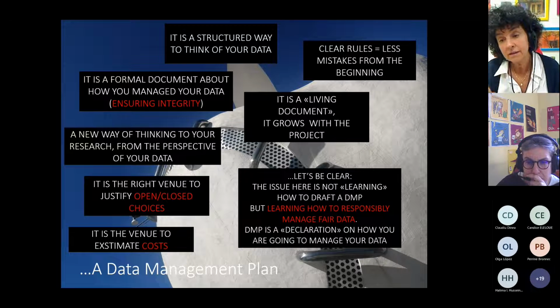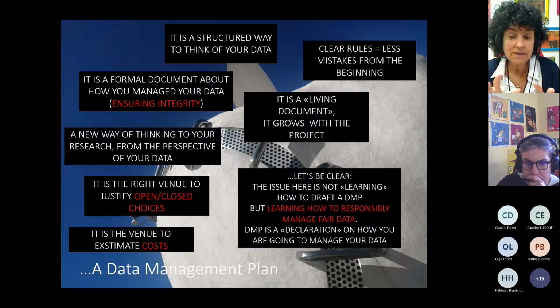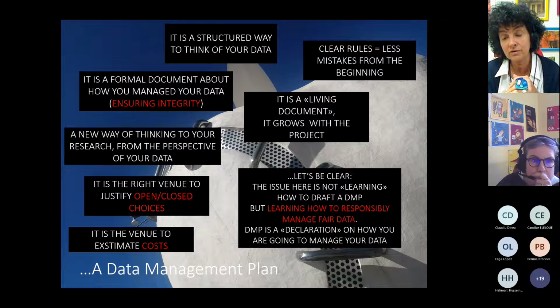And let's be clear, this was an important message in our module on data management plans. The issue here is not learning how to draft a DMP. The issue is learning how to responsibly manage your data according to the FAIR principles. Again, refer to the recording of lessons 3 and 4.